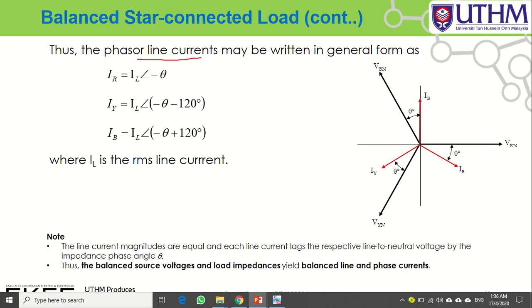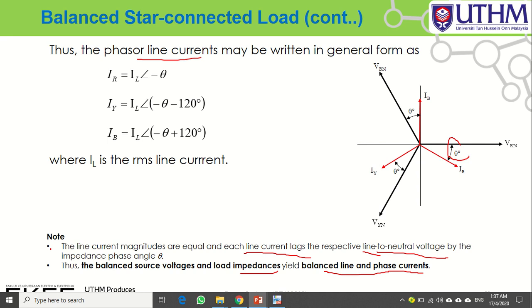Okay, the line current magnitudes are equal, and each line current lags the respective line-to-neutral voltage, which means that line current lags the phase voltage by angle theta. Number two, balanced source voltage and balanced load impedance yield balanced line and phase currents. From this analysis, these are the two points that we can conclude.